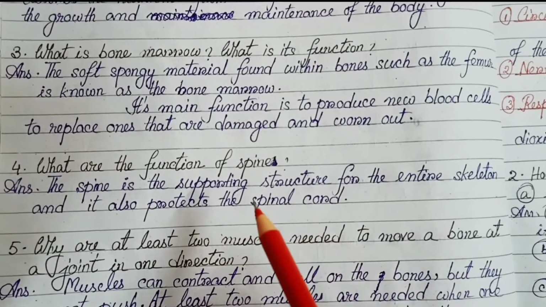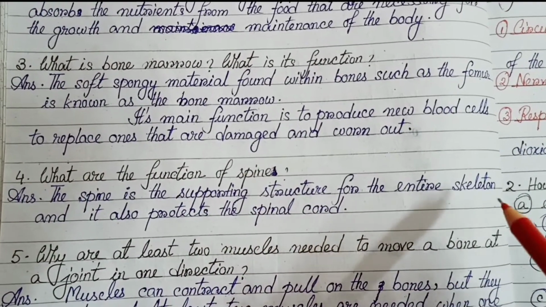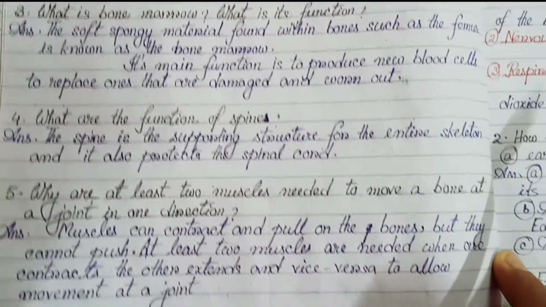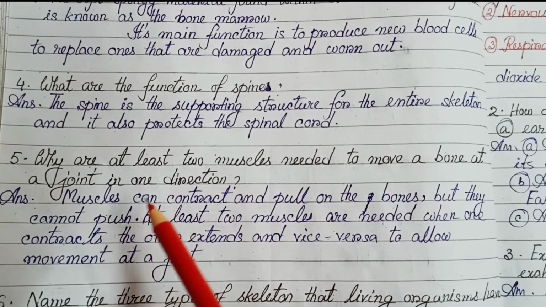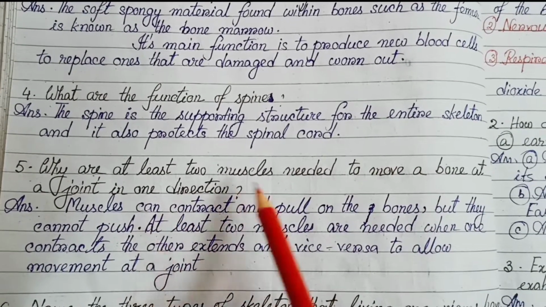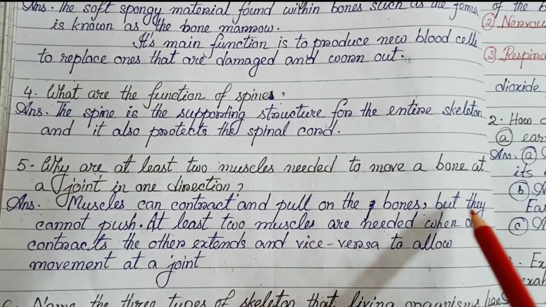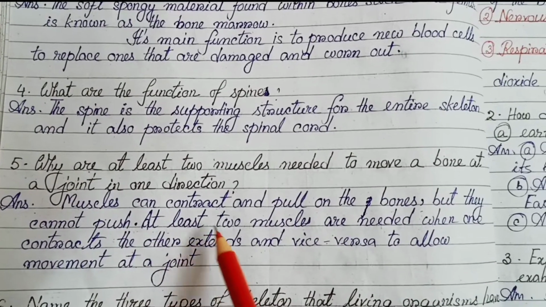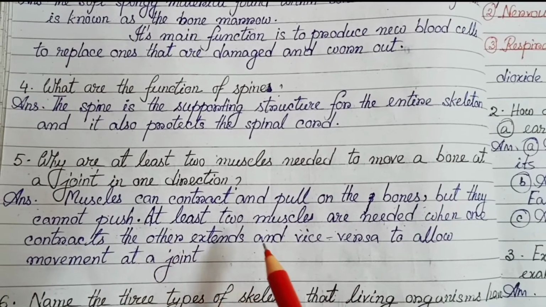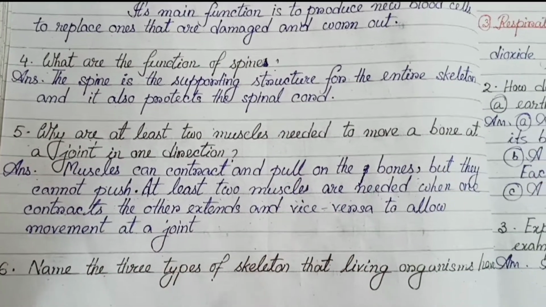Number 4, what are the functions of the spine? The spine is the supporting structure for the entire skeleton and it also protects the spinal cord. Number 5, why are at least two muscles needed to move a bone at a joint in one direction? Muscles can contract and pull the bones, but they cannot push. At least two muscles are needed. When one contracts, the other extends and vice versa to allow movement at a joint.